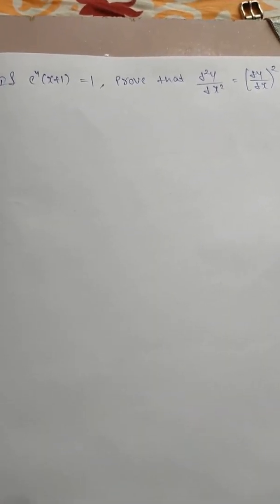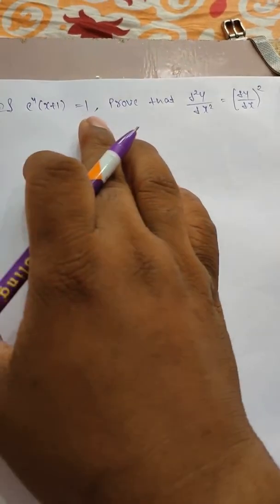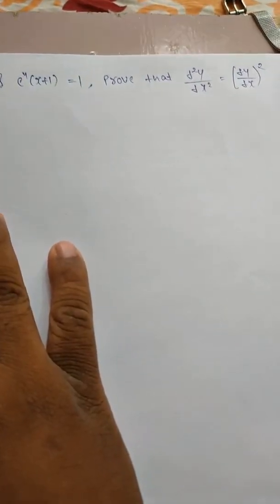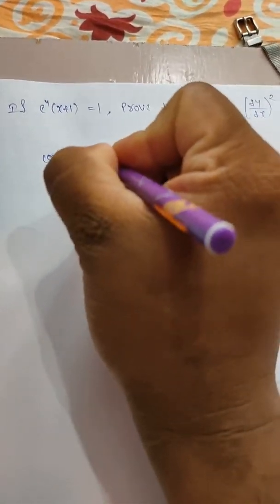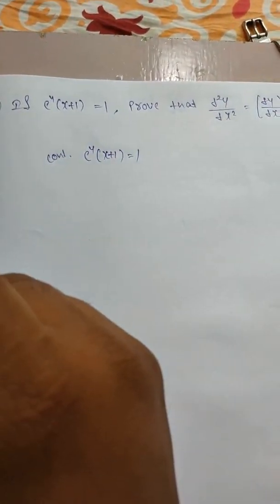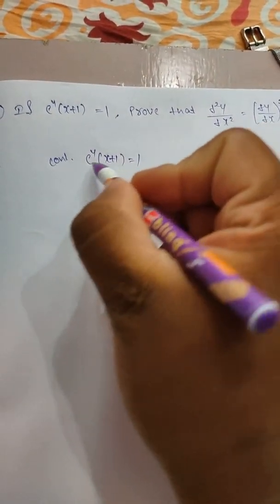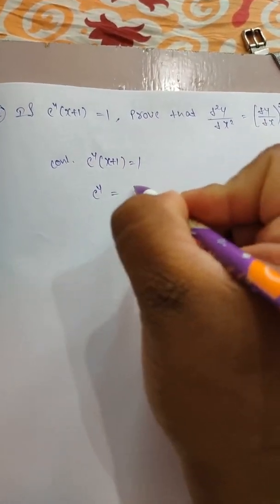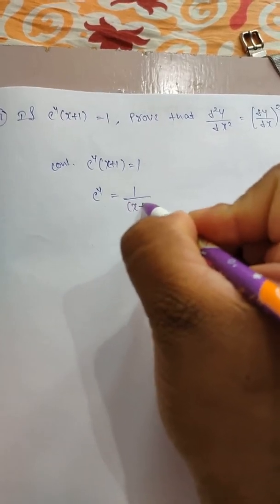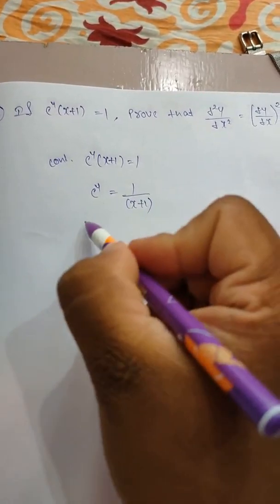Now, this is the given problem. If e to the power of y into x plus 1 is equal to 1, then prove that d square y by dx square is equal to dy by dx whole square. Let us consider this equation: e to the power of y into x plus 1 is equal to 1. Before doing differentiation, let me rearrange this like this. e to the power of y is equal to 1 by x plus 1. Now differentiate with respect to x.